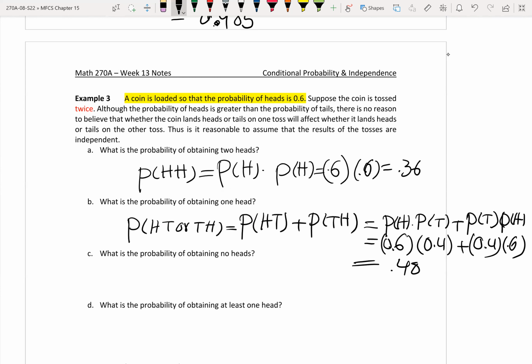Probability of no hits. No hits is 10, so it's 24.4, yes. And then what's the next one? Probability of at least 1 hit. At least 1 hit is the complement of no hits.